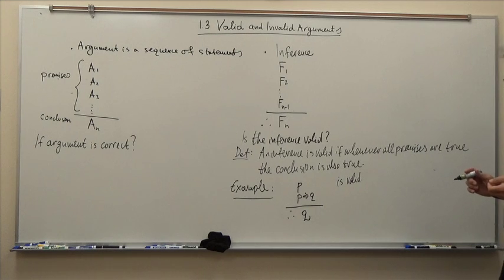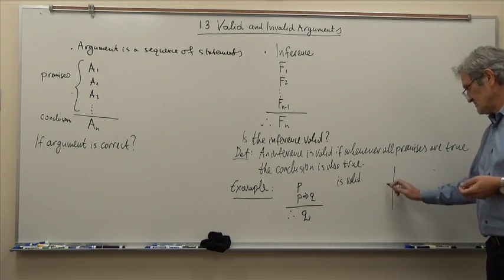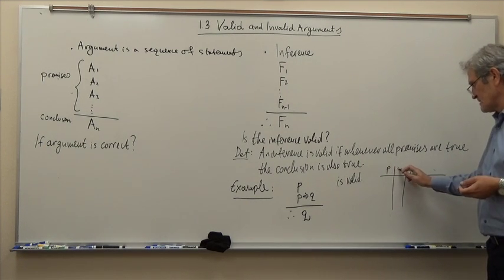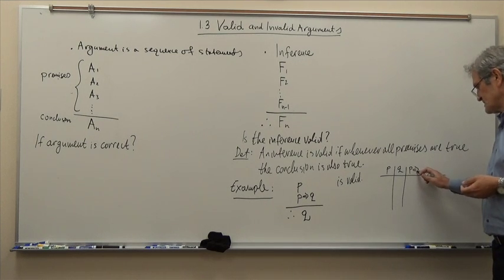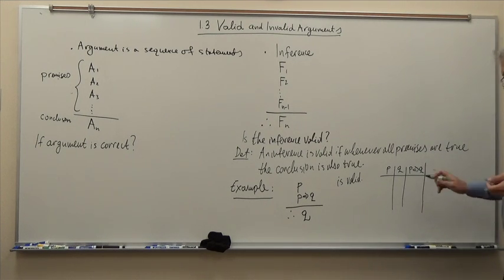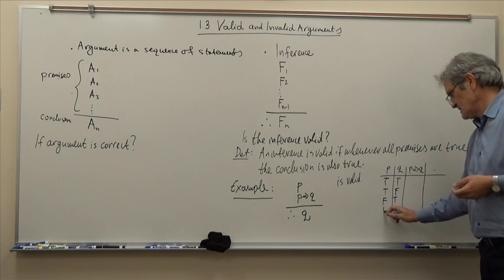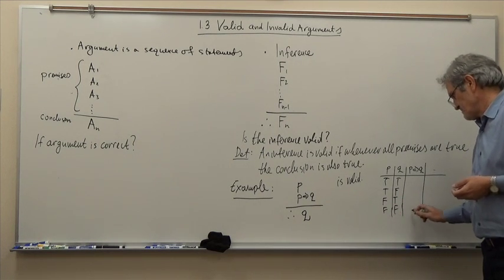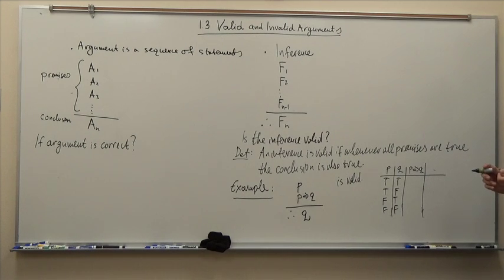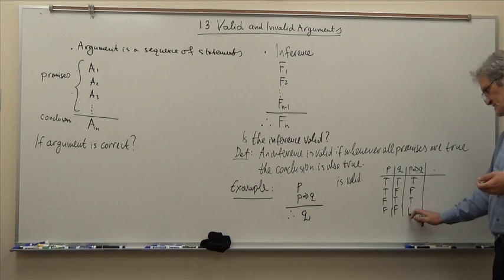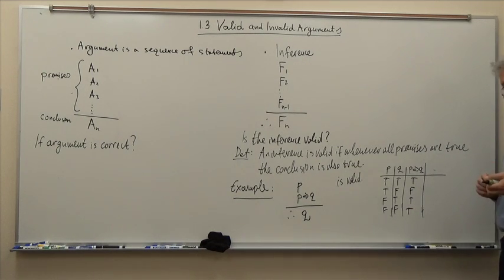Why? Because we will very easily make a table. We have to use the table very carefully. P implies Q. So here is T, F, F. And then we know the table from last time. This is true, this is false, this is true, this is true. So the question is, is this a valid inference?